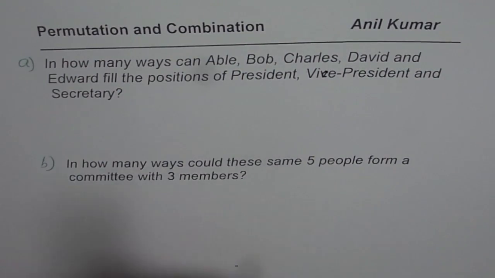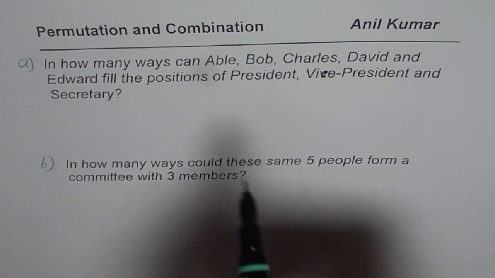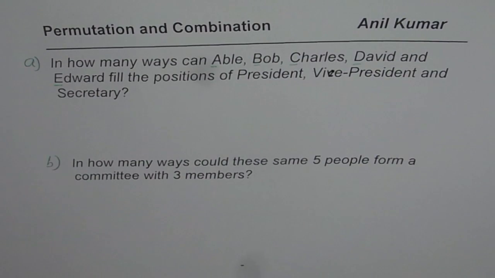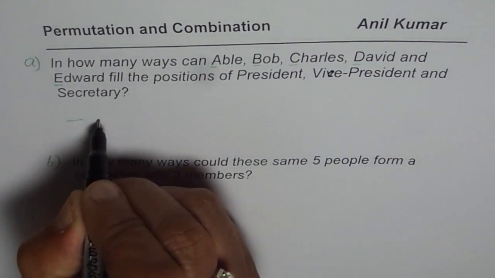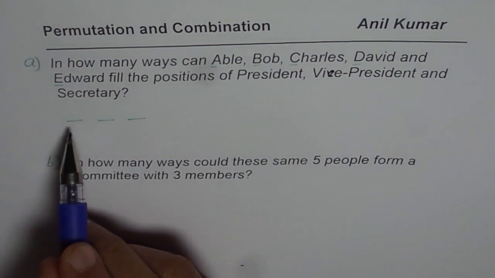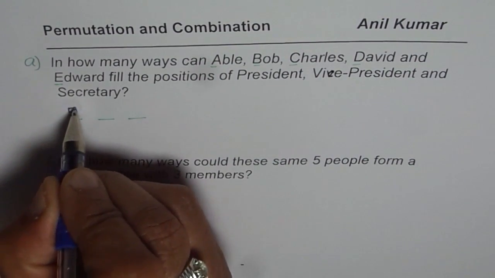Now in the first one, we have five persons. Let me call them A, B, C, D, and E, right? Now in this question, what we observe is there are five persons who need to fill three different positions. So the positions are distinct, right? So you can consider these to be three different positions, and since there are five persons, for the first position, let's say president, one of the five could fill this up.